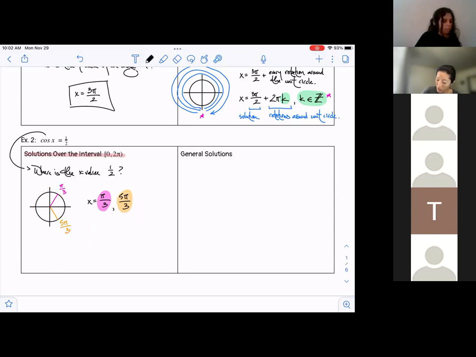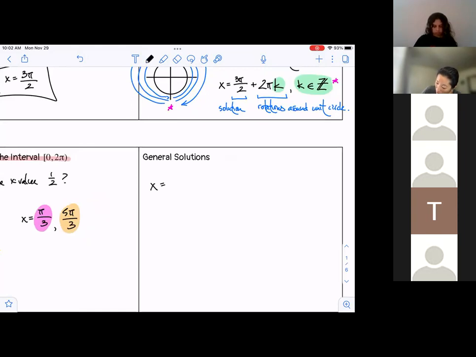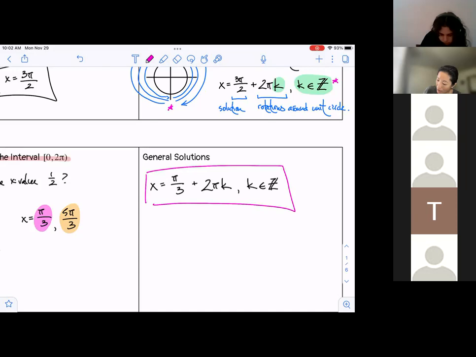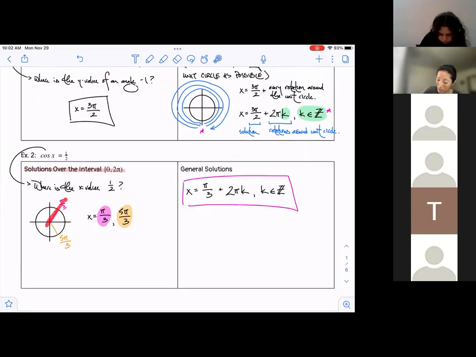All right, so our general solutions, let's break them down into two different categories. The first one, we can say pi over 3 plus, now if we want to list them all out, plus 2 pi k. We also need to, for our audience, say k is an integer, and this would correspond to all the ones that match up to this pink solution. If I want to write an equivalent statement for the 5 pi over 3, I would say x equals 5 pi over 3 plus as many rotations as I want. And I say that by writing 2 pi k, where k is an integer.